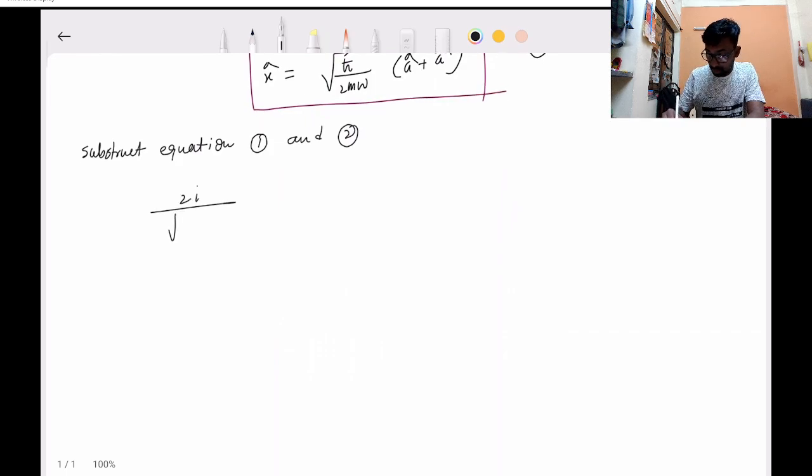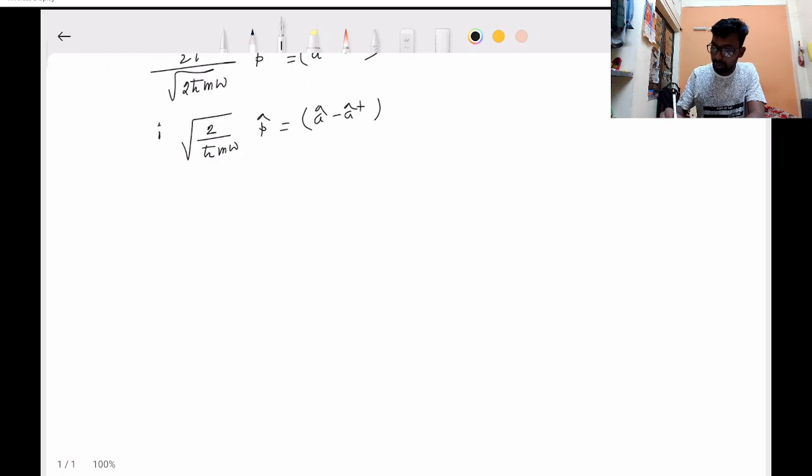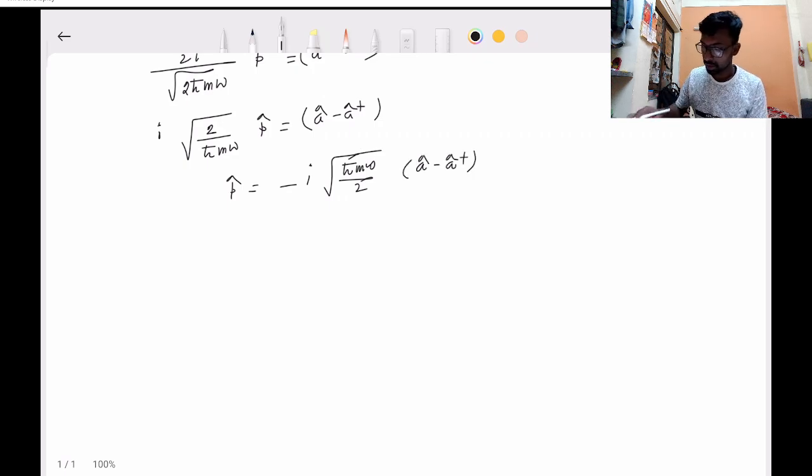So we get 2i upon 2ħmω into (a − a†). Okay, so it is equal to i into 2 upon ħmω into (a − a†). So p equals, we get, −i √(ħmω/2) (a − a†).